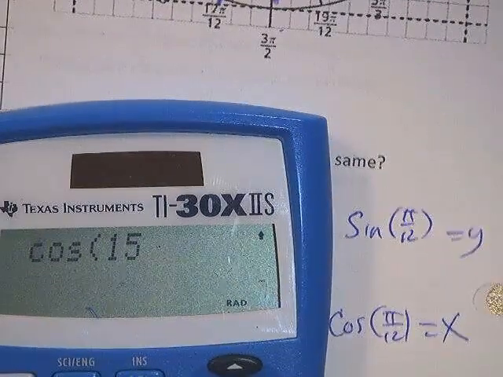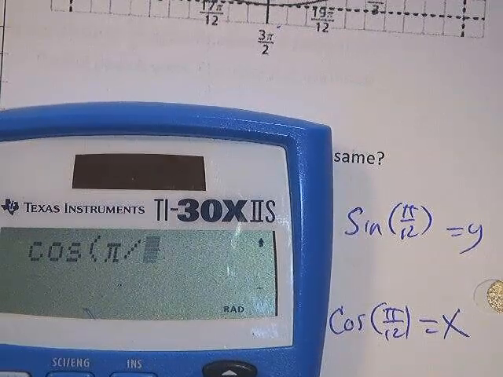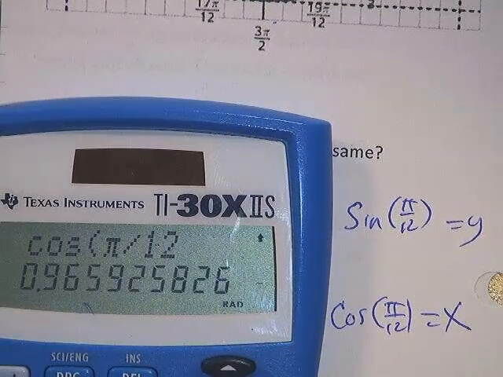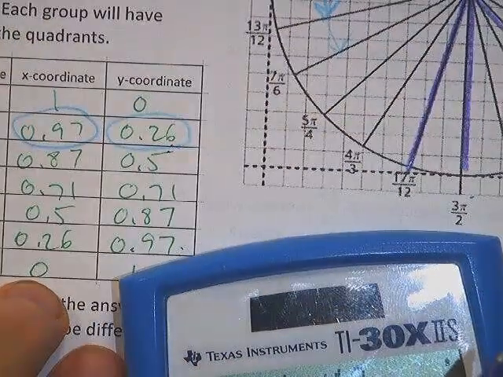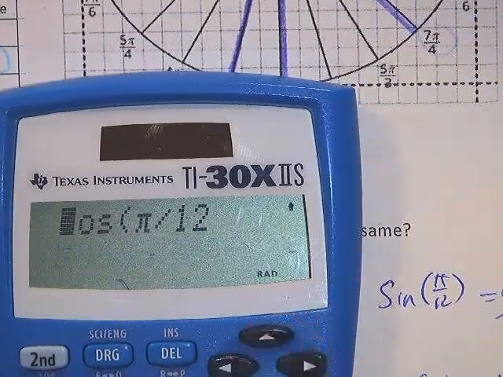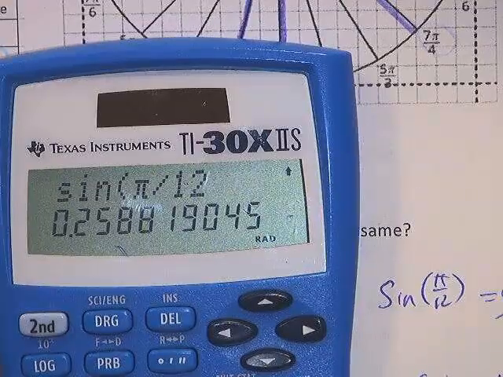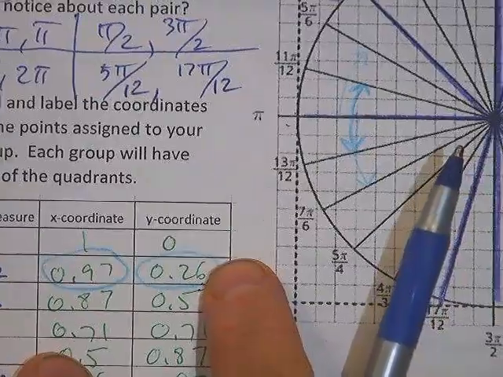So cosine's still in here. So cosine of pi divided by 12, this is the x value. I get 0.965, and again, that's about the 0.97. And if I change cosine to sine, I get 0.258, which again is about the 0.26 answer.